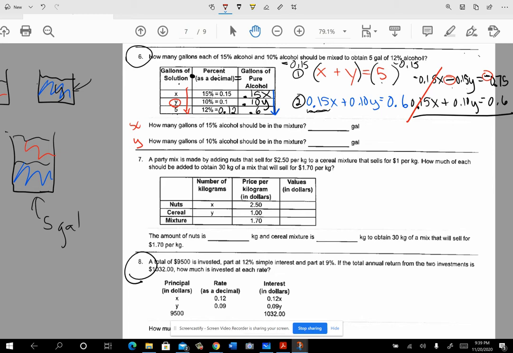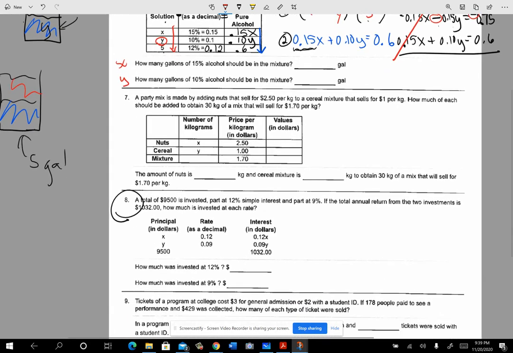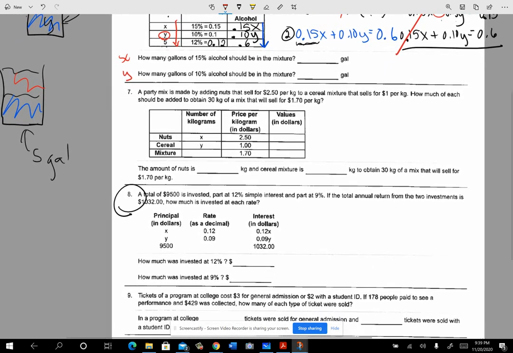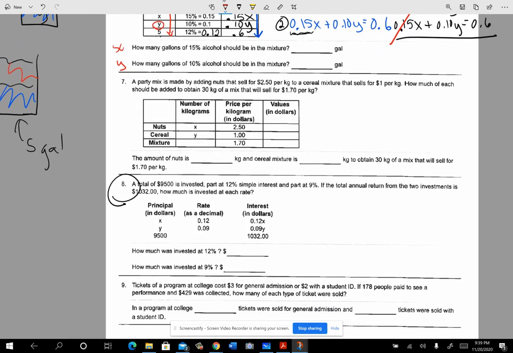All right, now I really want you to see how these all kind of have a similar feel, a similar setup. So here we were making a mixture. We were taking nuts and cereal and combining them to make 30 kilograms of a mixture, okay? And they're going to sell the mixture for $1.70, but the nuts are more expensive. They're $2.50 per kilogram, while the cereal is just $1 per kilogram. So you can balance things out so that you don't have to spend so much on your ingredients, okay?